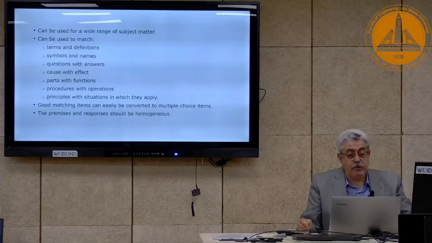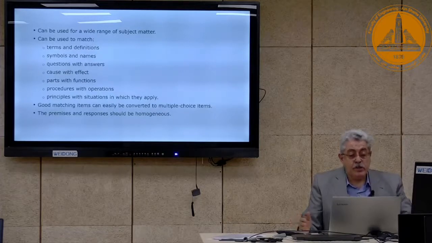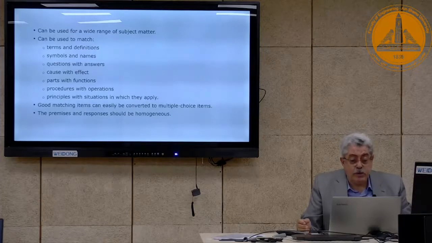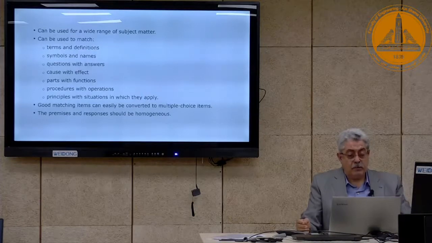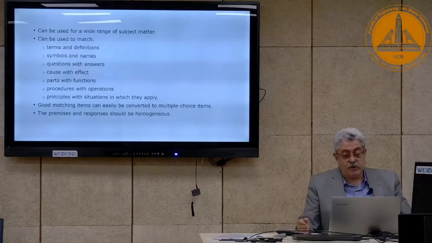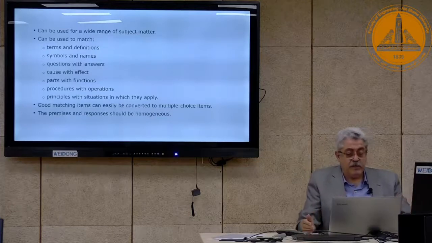A matching question can be used for a wide range of subject matter. It can be used to match terms and definitions, symbols and names, questions and answers, cause and effect, parts with functions, procedures with operations, and principles with situations in which they apply. Good matching items can easily be converted to multiple choice items. So premises and responses should be homogeneous. By premises we mean the left list, and responses are the right list.